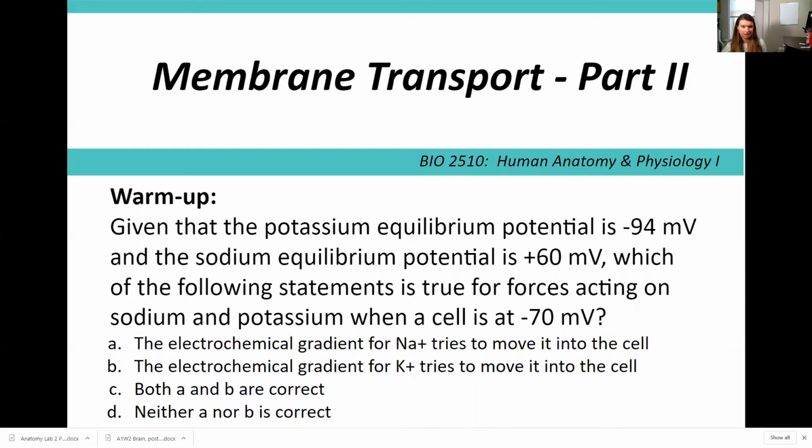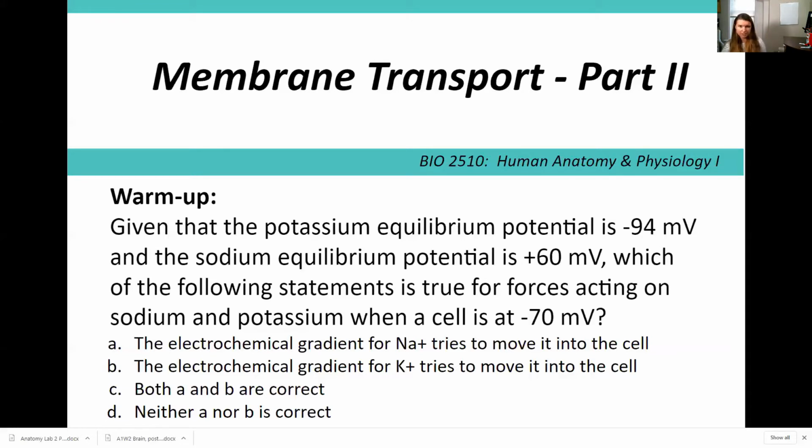So for those of you who answered B, that's not correct. We do have a pull on potassium. Potassium does want to move. It's not happy with the state of the cell, but it's actually going to be trying to move out of the cell to make it more negative. So that was our example from Monday, actually.